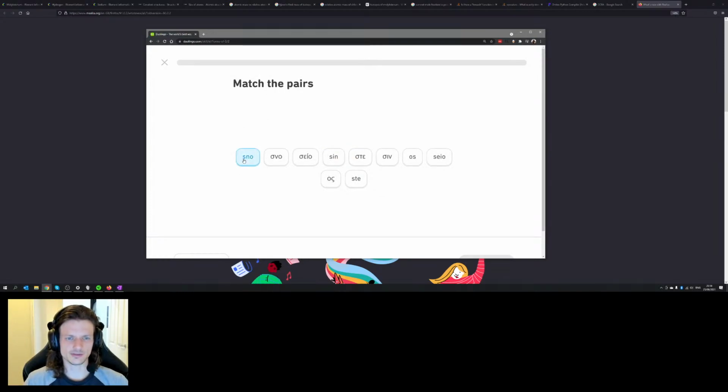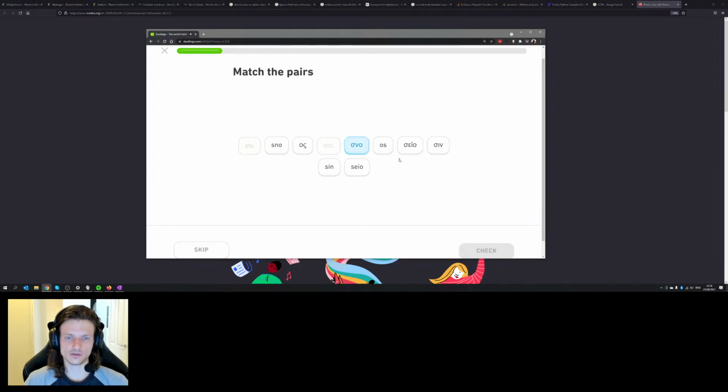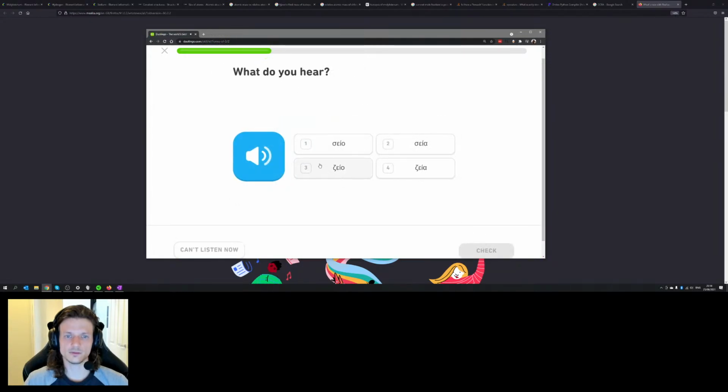Match the pairs. Snow, sail, seal, stare, sin, osos, seal, stare, snow, os, co, sin. Select the correct characters for co. What do you hear? Co.